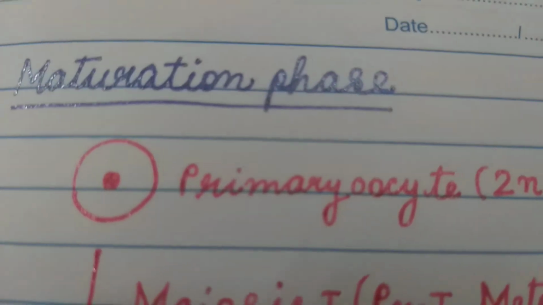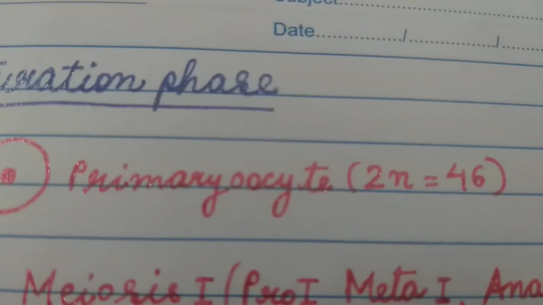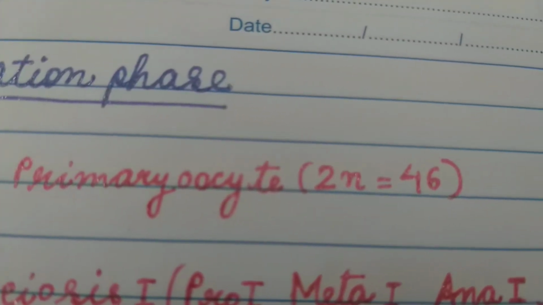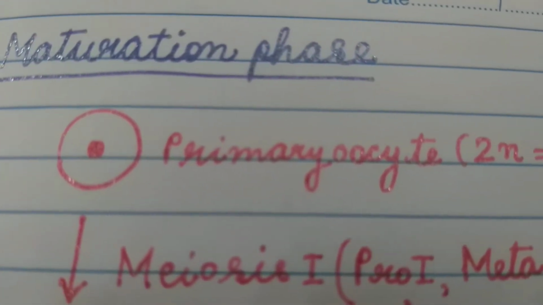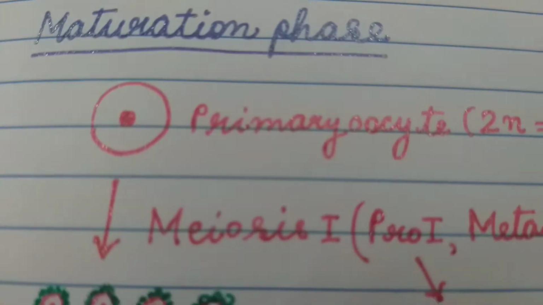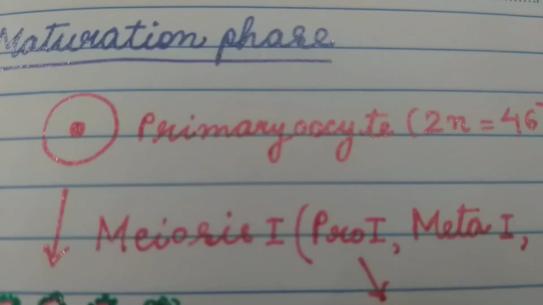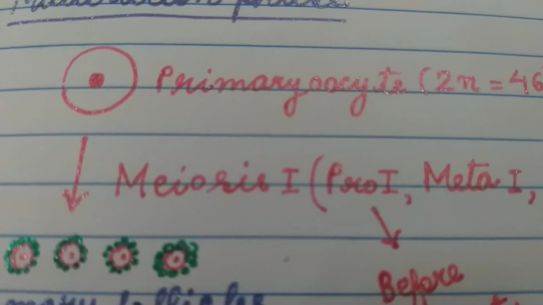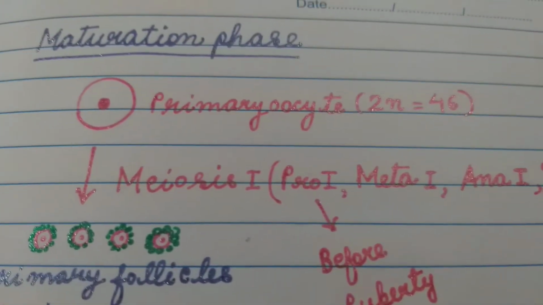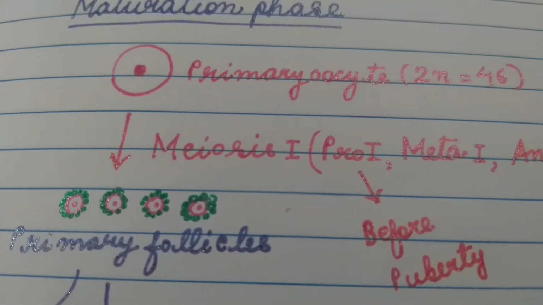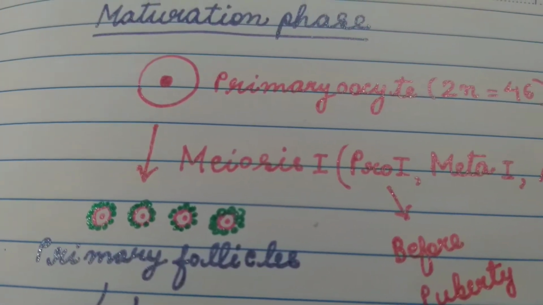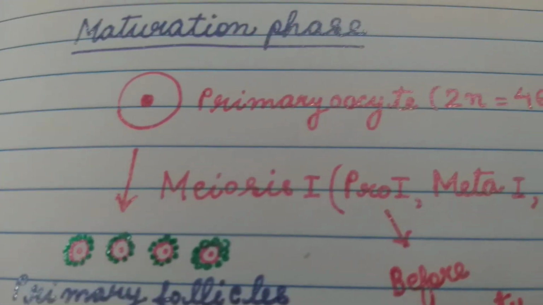The primary oocyte is already formed, which is a diploid cell having 46 chromosomes. The primary oocyte is formed in the multiplicative phase. Now each primary oocyte begins first meiosis. Meiosis 1 begins before the onset of puberty.